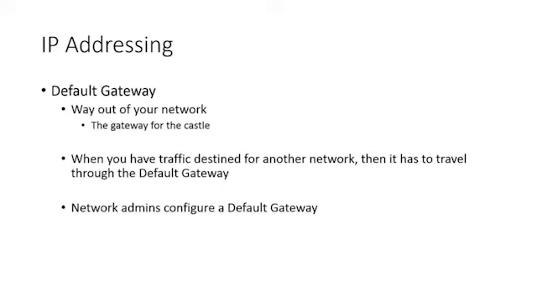So what we need to hit is the default gateway, right? We need to take that information and take it from our computer and push it onto the default gateway, because that is going to be the way out of our network, the gateway to the castle, if you will, right? Your home is your castle. So that is the gate to get out of the castle. So you're going to go out the gateway. Now, this happens when we have traffic destined for another network.